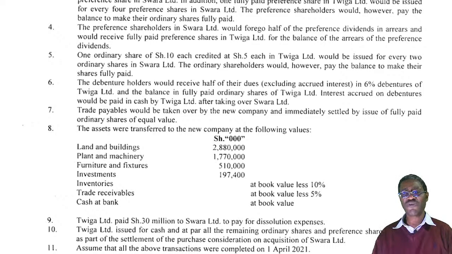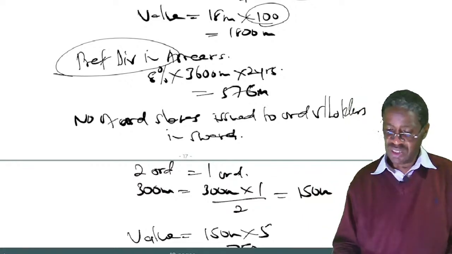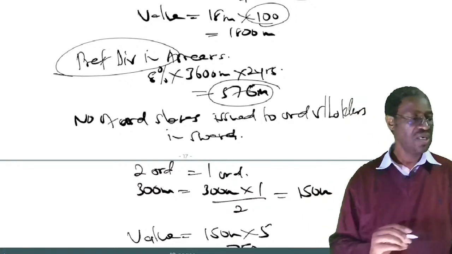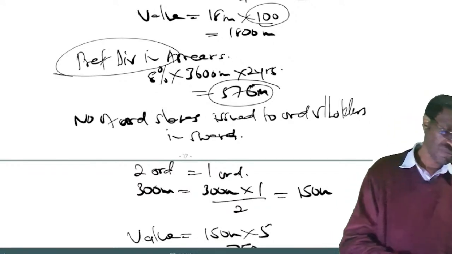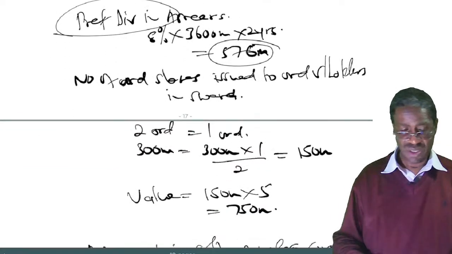Preference shareholders would forgo half of their arrears and would receive fully paid preference shares in Trigger Limited for the balance. Good. So they would receive half of this. The arrears is 576. Let me divide that by 2. 576, I divide it by 2 to get the value of the preference shares. So we come and see here.